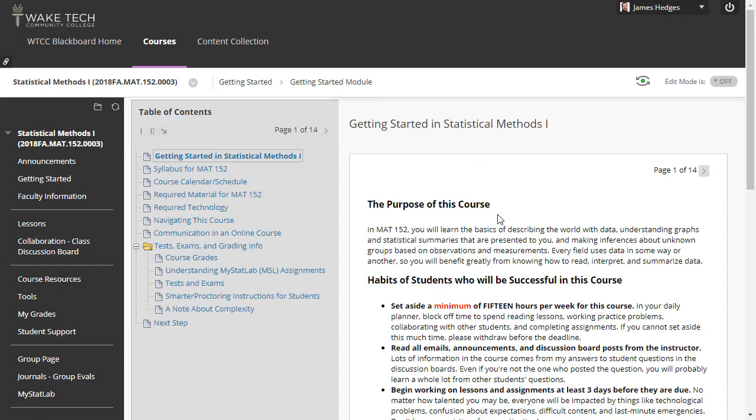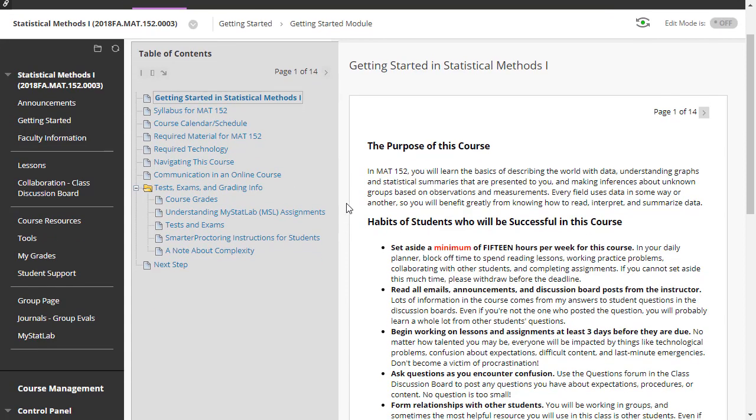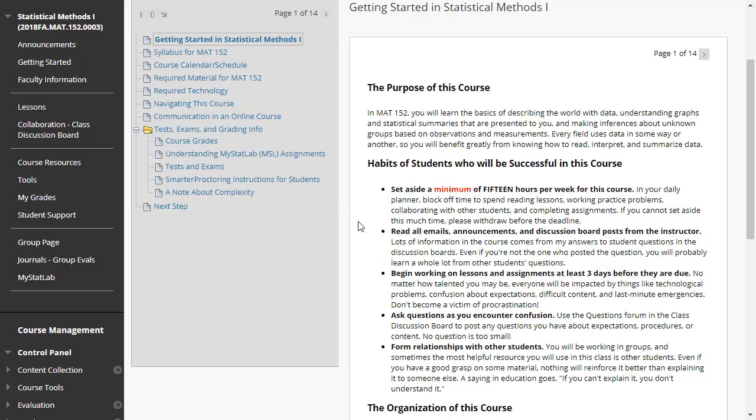Getting Started is a Blackboard learning module allowing the content to be organized and easy to navigate for students. The topics covered in the Getting Started module include important items like this: the syllabus, the calendar of instruction, what materials they need to purchase and what technology they need, how the course is structured and how to navigate it, what the expectations for communication is like in this online class, and then some other information about grading and how to take tests. The first page in the module gives students an idea of what the purpose and some of the general expectations are for this class.